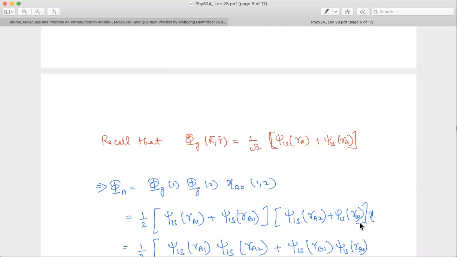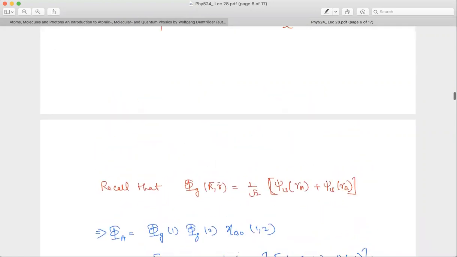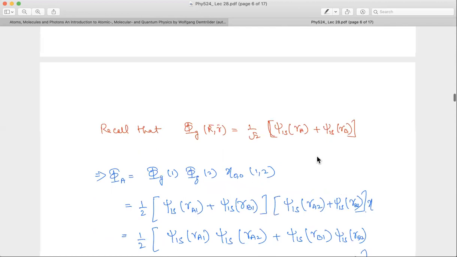So just to connect to that, let's write this wave function explicitly. Phi A was, recall, phi g1, phi g2, phi 0,0, etc. And recall that phi g was 1 by root 2 psi 1s RA plus psi 1s RB. For a single electron system, now it will become RB1 and RA1 and so on. So let's write phi g1 explicitly.